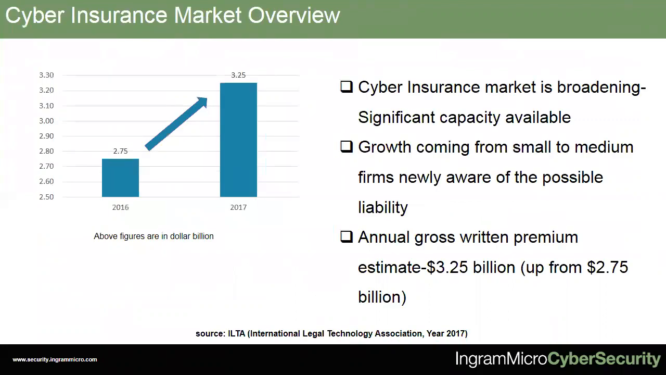If we look at the market overview and how it is growing, in the year 2016 the annual gross written premium was estimated around $2.75 billion, and in the year 2017 the estimate reached $3.25 billion. The experts are forecasting that year on year it is going to grow at the rate of 20% to 30%, which is quite high. And you see that the cyber insurance market is broadening day by day, so significant capacity is available there.